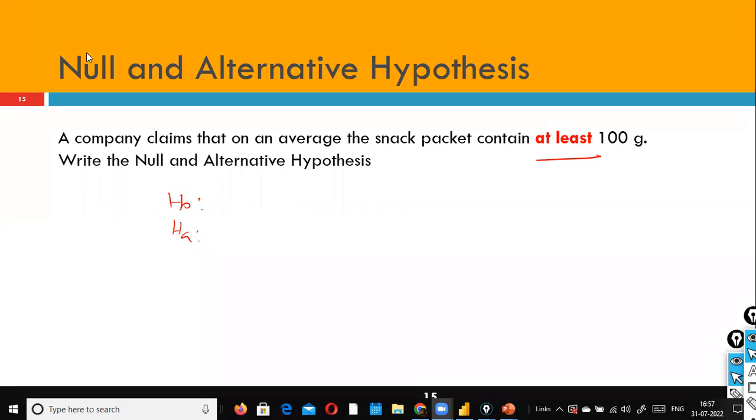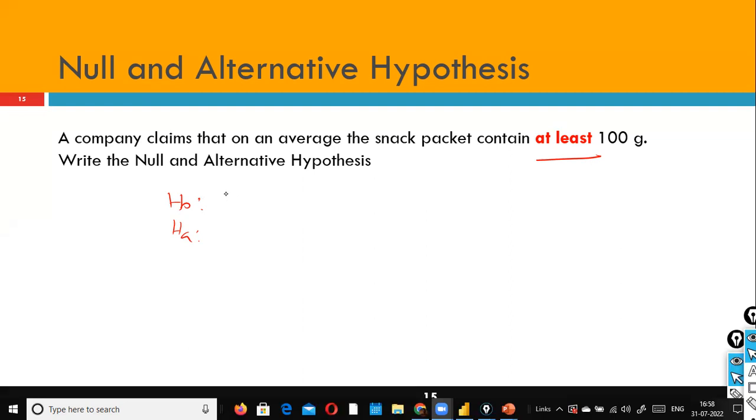No, not 100 gram. Here, that's why I highlighted it in red color. In statistics, "at least" is greater than or equal to, right? At least 100 means 100 or more than 100. That is what the "at least" statement says. Yes, null is mu greater than or equal to 100. Yes, you are correct, Sumiti.